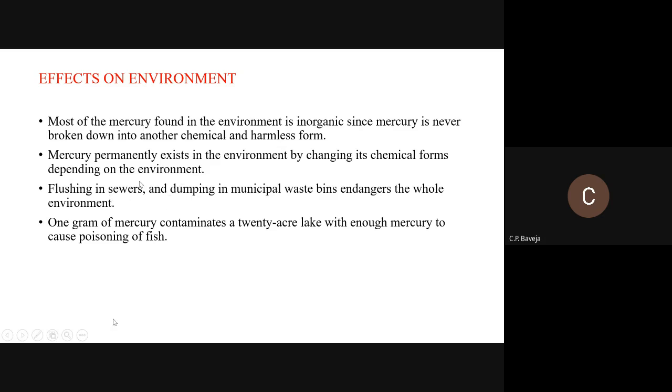Flushing should not be done. Flushing in sewers and dumping in municipal waste bins endangers the whole environment, so it should not be put in the sewer or dumped. And 1 gram of mercury contaminates a 20-acre lake with enough mercury to cause poisoning of fish. So poisoning of fish may occur in a 20-acre lake with only 1 gram of mercury.